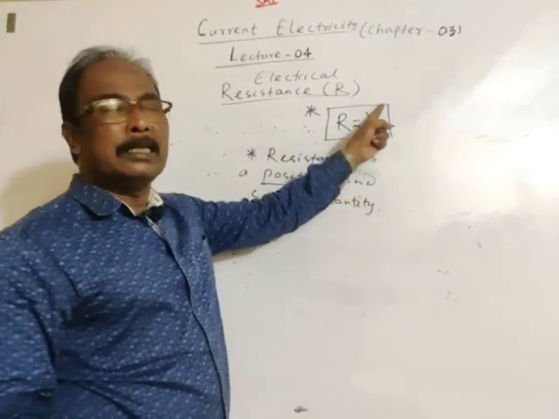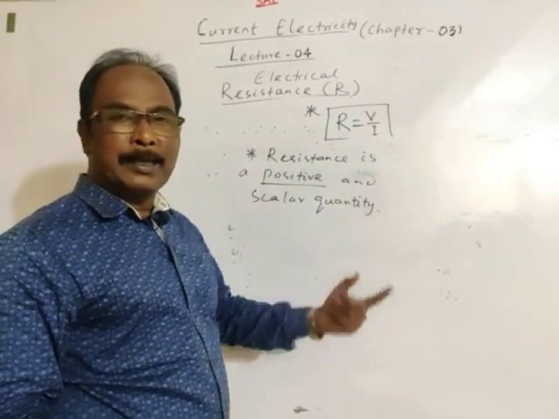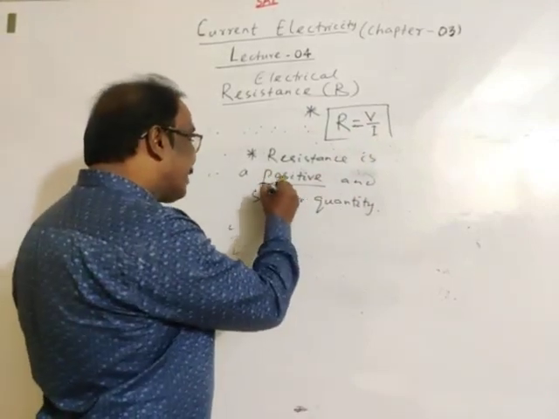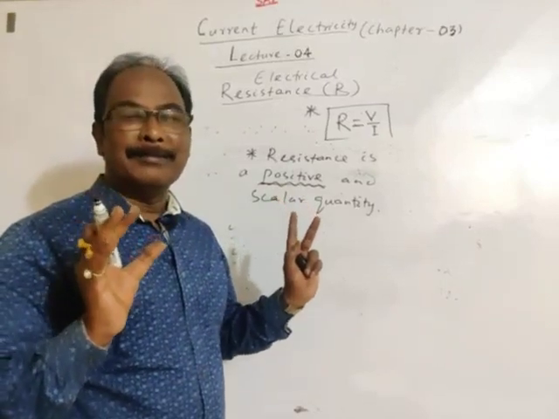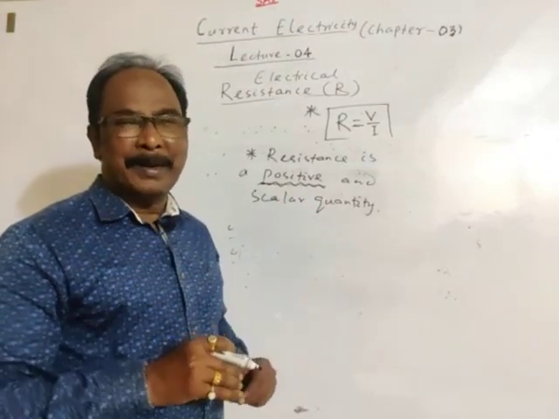Potential difference is scalar, current is scalar, so resistance is scalar. But the important fact is resistance is a positive quantity. Resistance can't be negative.